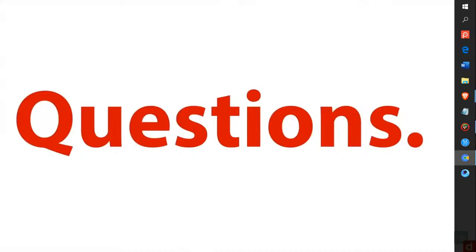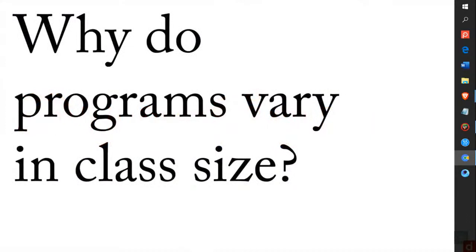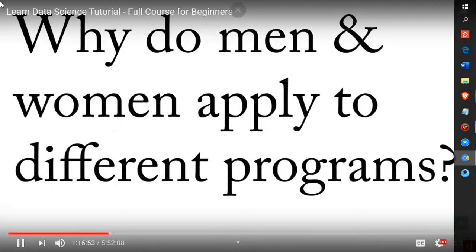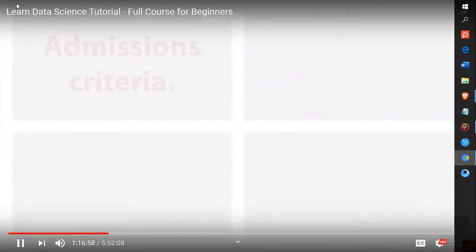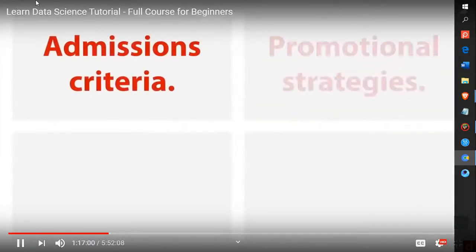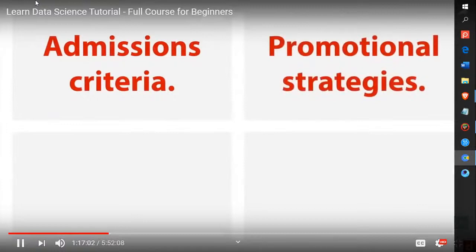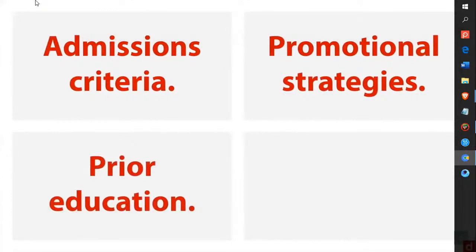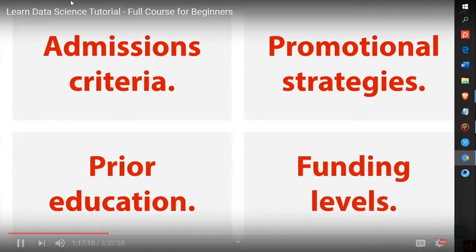So, for instance, you may want to ask, why do the programs vary in overall class size? Why do the acceptance rates differ from one program to the other? Why do men and women apply to different programs? And you might want to look at things like the admissions criteria for each of the programs, the promotional strategies, how they advertise themselves to students. You might want to look at the kinds of prior education students have in each of the programs, and you really want to look at funding levels for each of the programs.